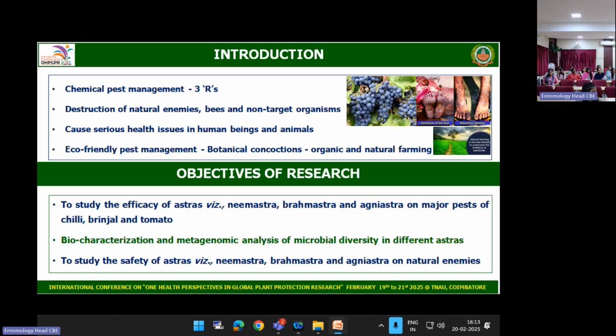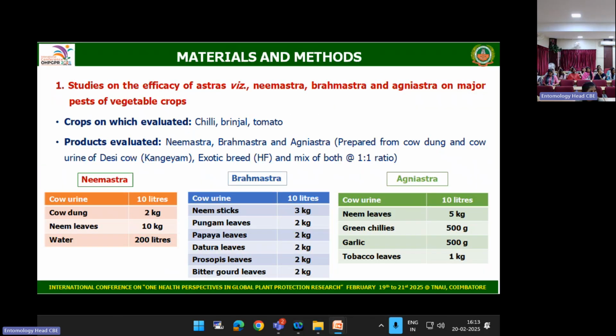So the objective of the research is to study the efficacy of these astras made out of cow dung and cow urine, and their biocharacterization, as well as to study the safety of these astras on natural enemies. The first objective is to study the efficacy of astras. There are 3 astras in insect pest management. The first one is neem astra, the second one is brahmastra, and the third one is agni astra. The brahmastra and agni astra we prepare by boiling, whereas neem astra is prepared in cold water. It's a cold water preparation.